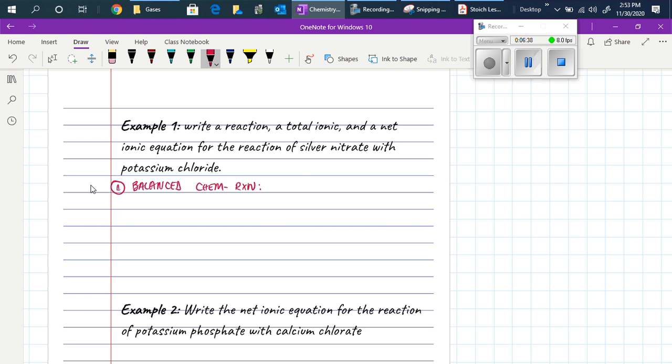So this, in this case, will be AgNO3 in aqueous solution. Why is this in aqueous solution? Because nitrate is soluble with silver. Plus potassium chloride, again in aqueous solution, because based on the solubility table, they are soluble. And then, since we are dealing with a double replacement reaction, we define what is the state of each of them.